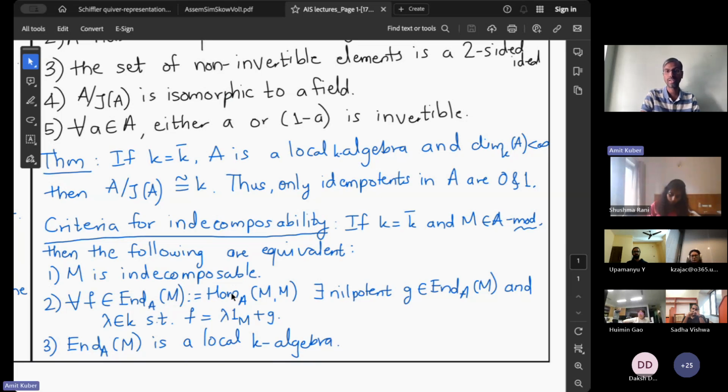Any questions so far? In the previous theorem, if we did not start with an algebraically closed field, would we get some result that A mod J of A is isomorphic to the closure of the field? Yes, I think so. I don't remember the proof right now, but yes.